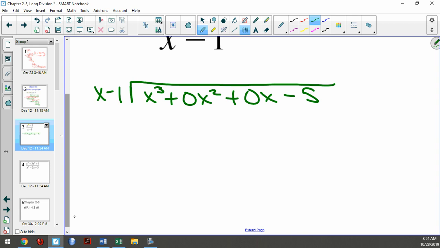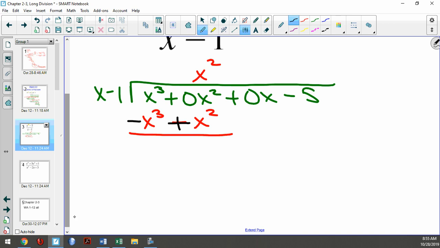X squared. So I'm going to go ahead and put the x squared over top of the 0x squared position. Do we all see that, yay or nay? What do I do on the diagonal? Multiply. So x squared times x gives you x cubed. x squared times negative 1 gives you x squared. Now what do I do to those terms? Subtract them, which means I'm changing this to become a negative x cubed and this become a positive x squared.